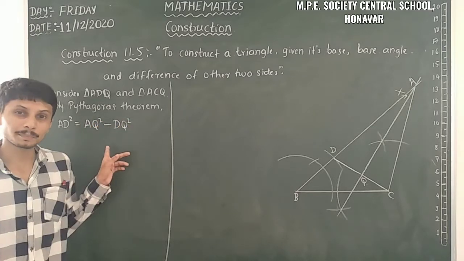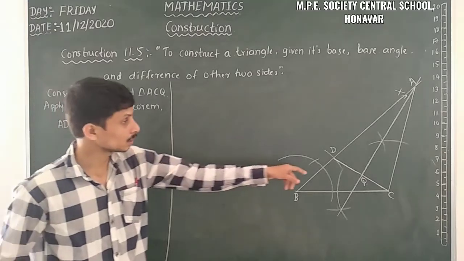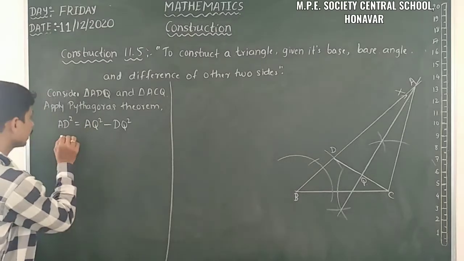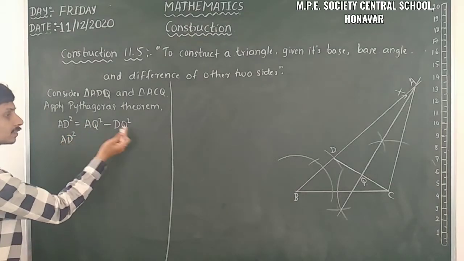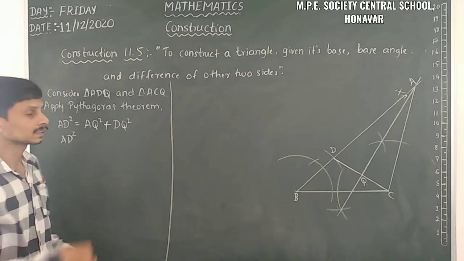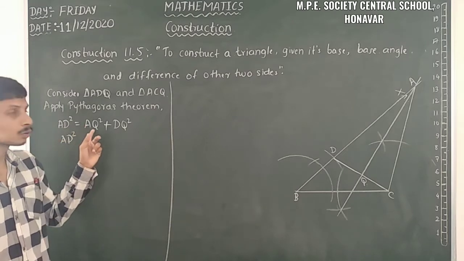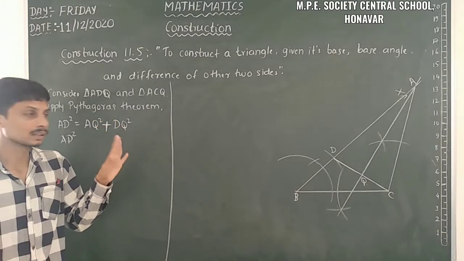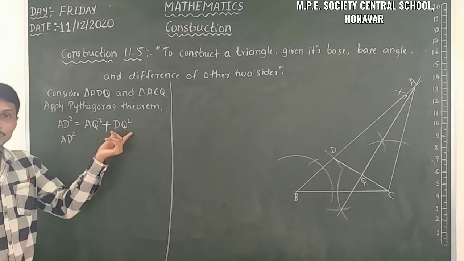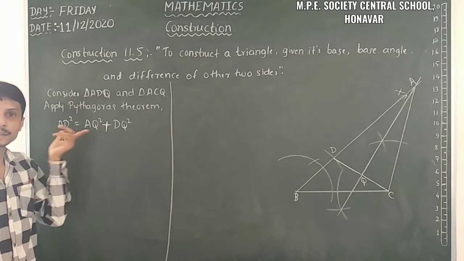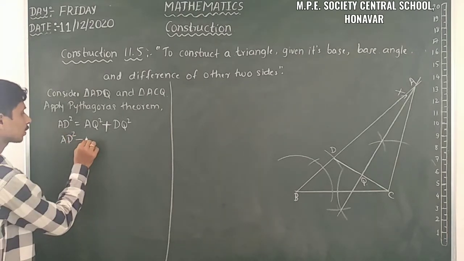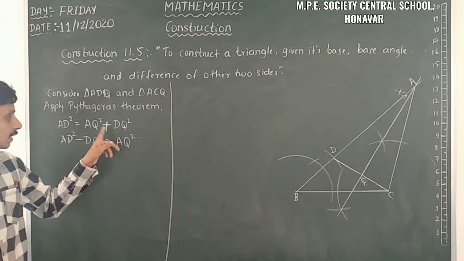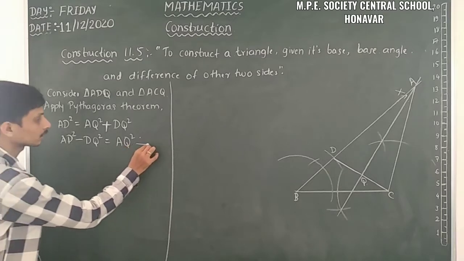Similarly the same thing happens in the other triangle. AQ square is common to both triangles. Hypotenuse square is equal to the sum of squares of the other two sides, so it is AQ square plus DQ square, not AQ square minus DQ square. After transposing DQ square to the LHS, it becomes minus DQ square: AD square minus DQ square is equal to AQ square. Yes, so let's change that. This is equation number 1.